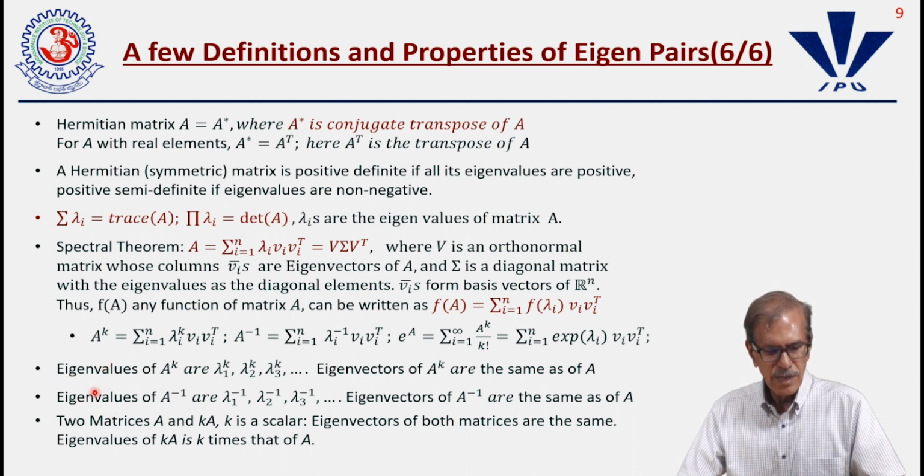And also the eigenvalues of A to the power k are the kth power of all the eigenvalues of A. And the eigenvalues of A inverse are 1 by lambda 1, 1 by lambda 2, 1 by lambda 3. And if there are two matrices, A and K times A, where K is a scalar, then the eigenvectors of the two matrices will be the same, but the eigenvalues of K times A will be K times the eigenvalues of A.